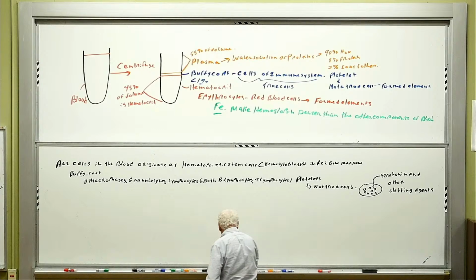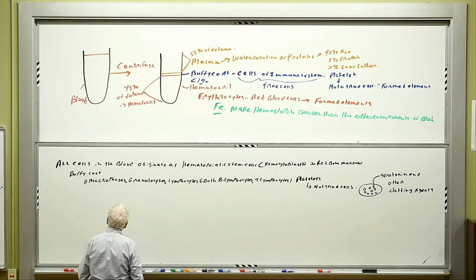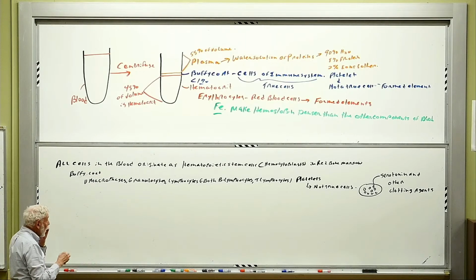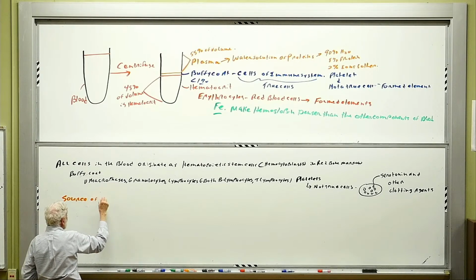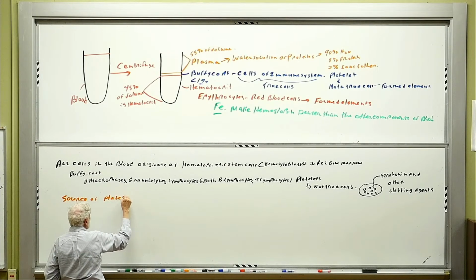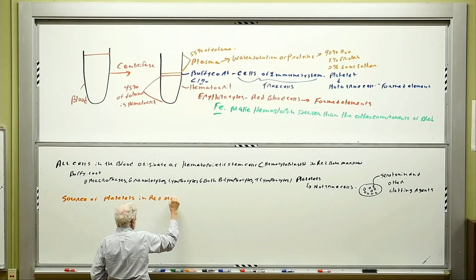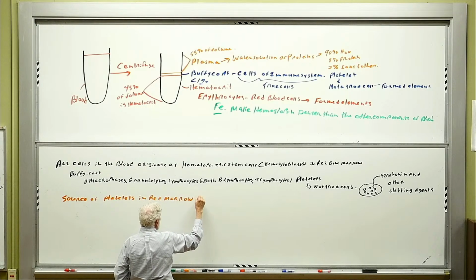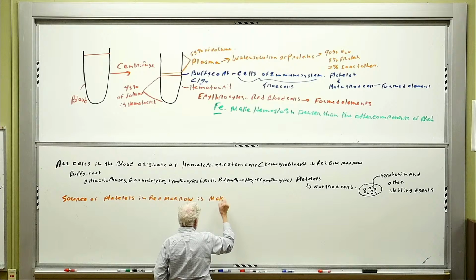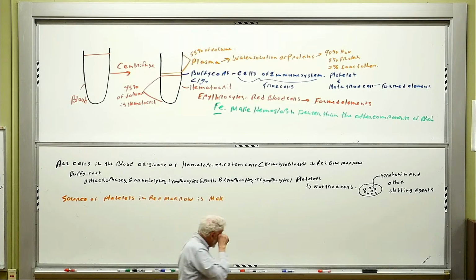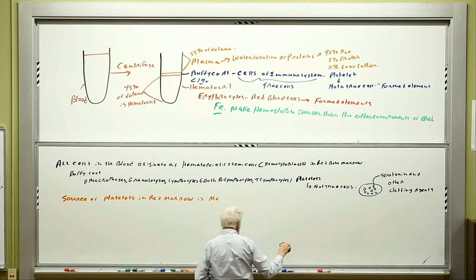The source of these platelets in the red marrow is a cell type called the megakaryocytes. The megakaryocytes, as the name implies, are these great big cells. Often they're even multinucleate.